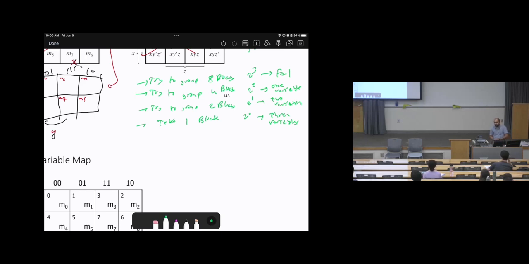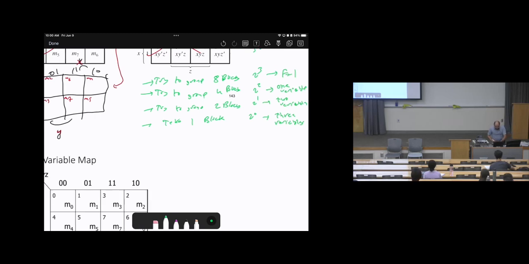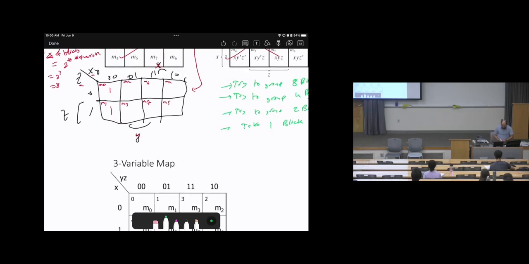Okay? So try to group all of them. When we group 4, we have 1 variable. When we group 2, we will have 2 variables. When we group 1, we'll have 3 variables. So 3, 2, 1. Or 1, 2, 3. And that's it. So let's look at this example.